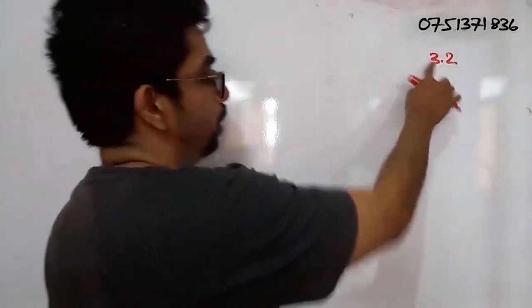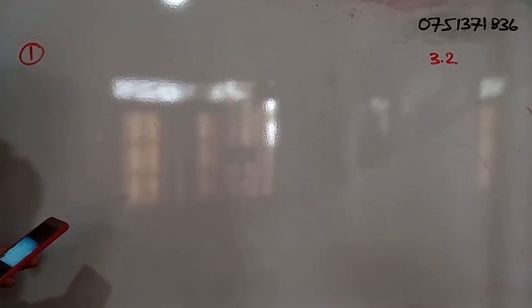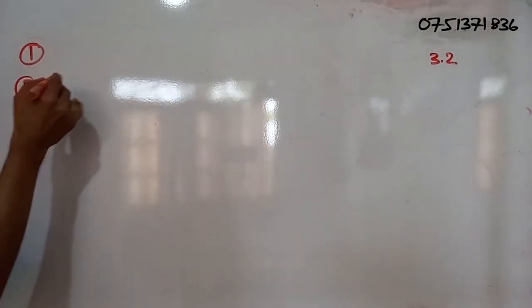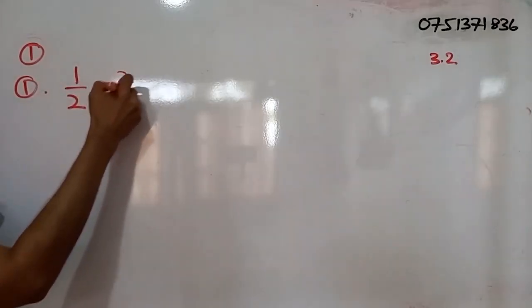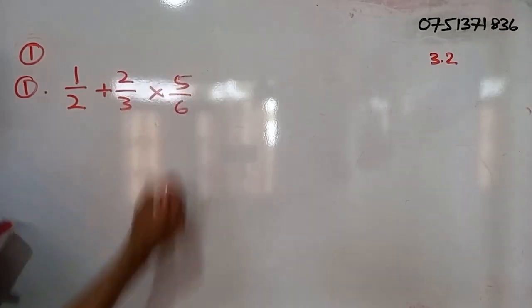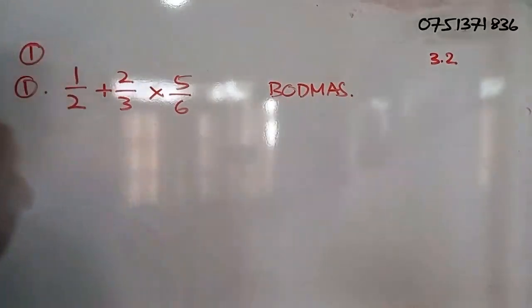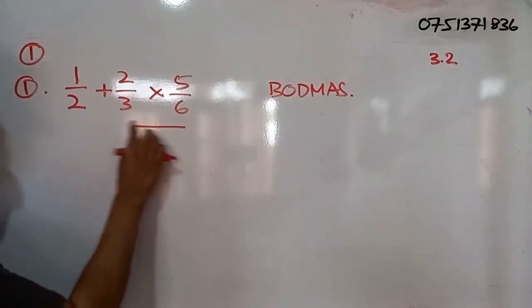Grade 9, third lesson, fractions, exercise 3.2. Okay? Question number 1. Simplify and write the answer in the simplest form. Okay. Part 1. So we have 1/2 plus 2/3. Then multiply that by what? 5/6. Okay? Right. So according to the BODMAS rule, we have to first simplify this part.